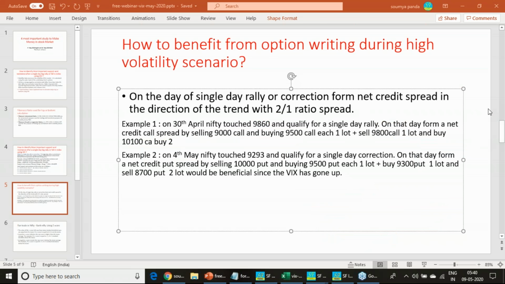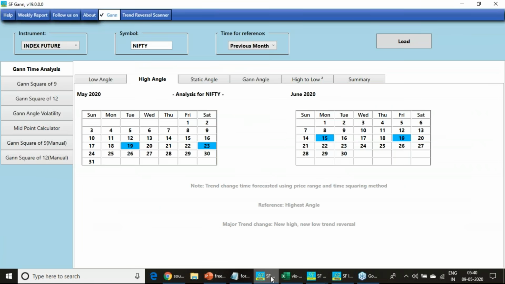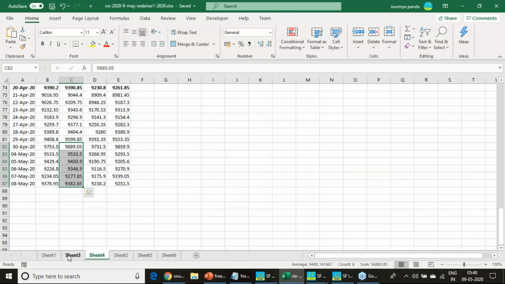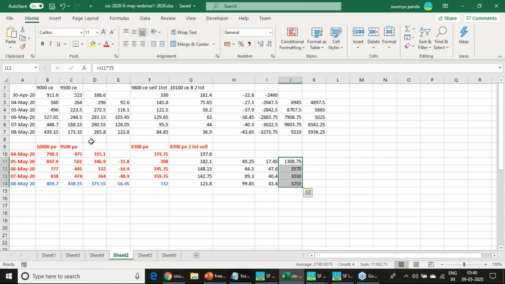Now, going back to my Excel, I will demonstrate this, since it happened twice in a very short interval of time. I am just going to demonstrate the same strategy here. Whatever I told you: on 30th April when it happened, I got 388 rupees, where I was expecting 375. At the same time, I sell the 9,800 call option and buy the 10,100 call option. You can adjust these strikes, but 10,100 must be higher. I am buying two lots.